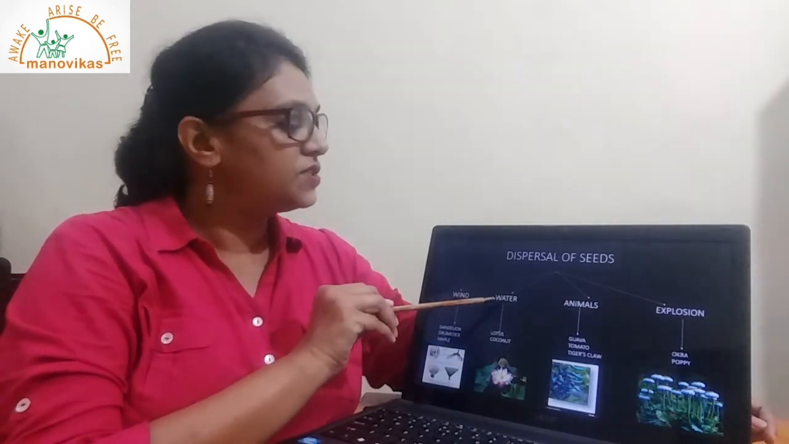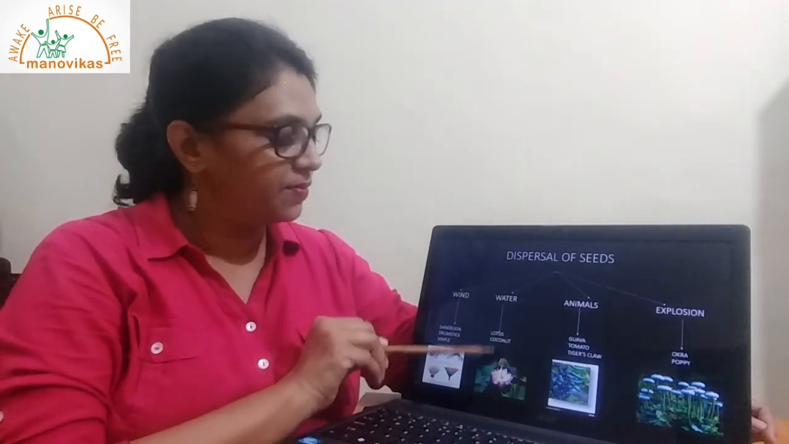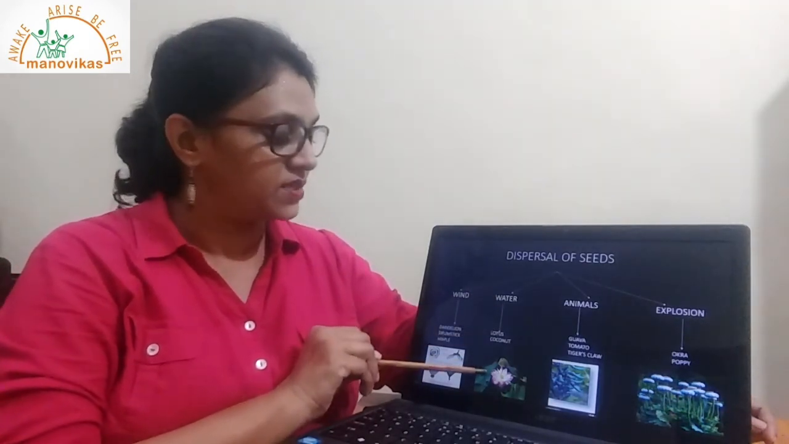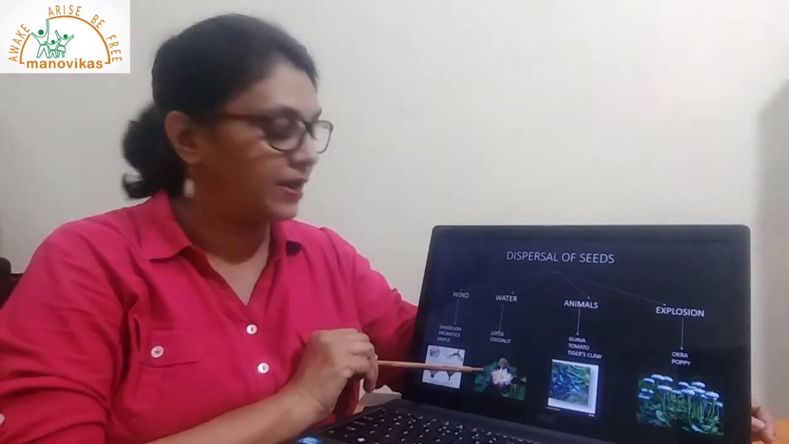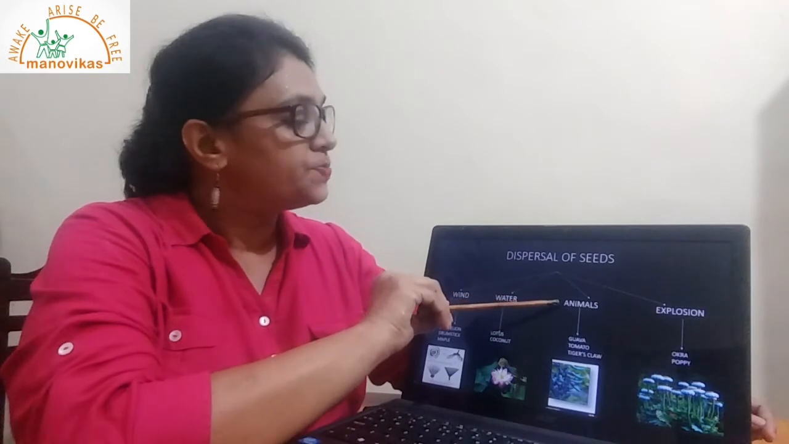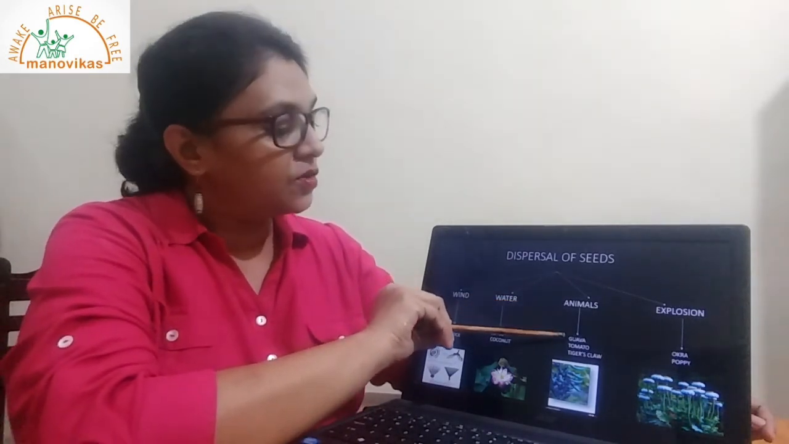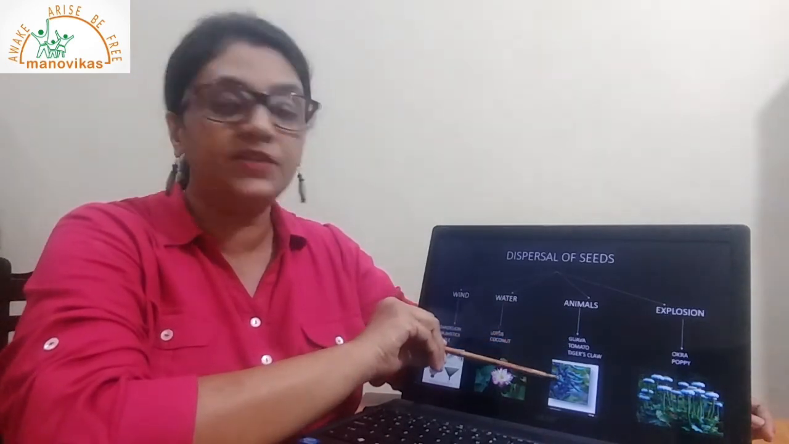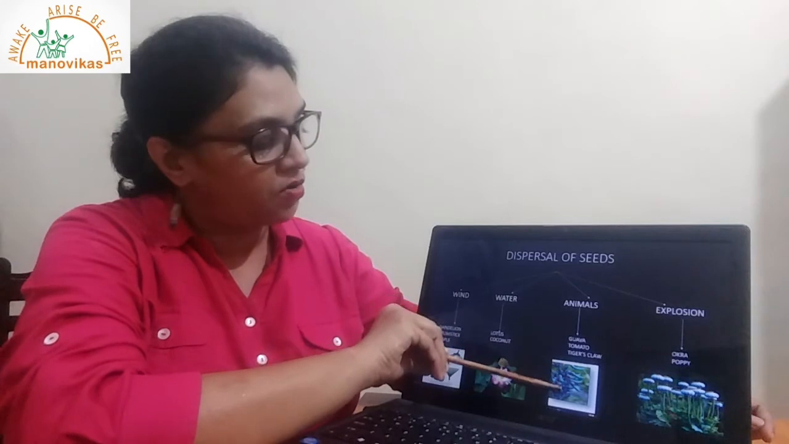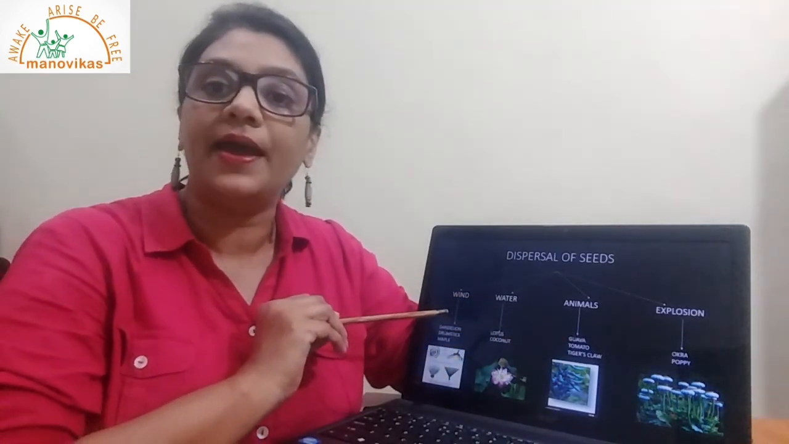Then dispersal of seeds by water. I have a lotus and coconut. I have a picture here of lotus. You already know how coconut looks. Dispersal of seeds by animals. Guava, tomato and tiger's claw. I have the picture of tiger's claw. This dispersal is done through animals.